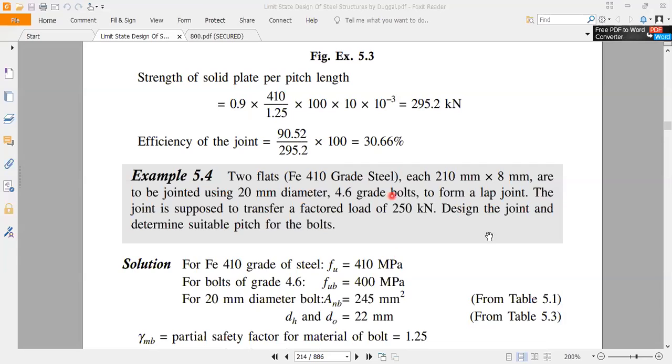Yes, sir. In this type, load will be given. You have to find the number of bolts, spacing, edge distance, end distance. All those things have to be determined by you. So we'll try to attempt this question in the next class. So, any doubt if you have, then tell me. I will explain. I think there is no doubt. Okay.